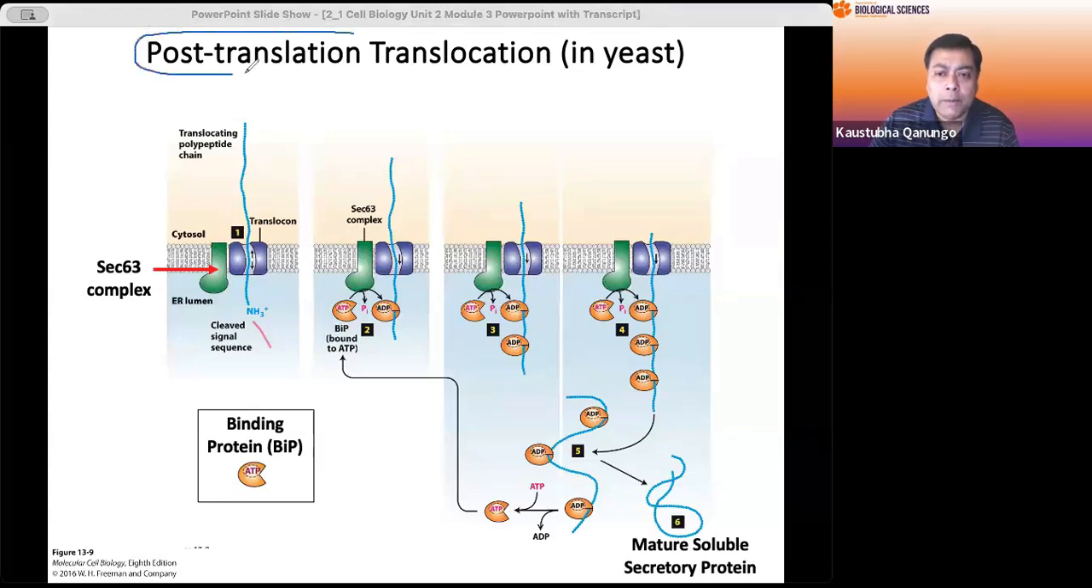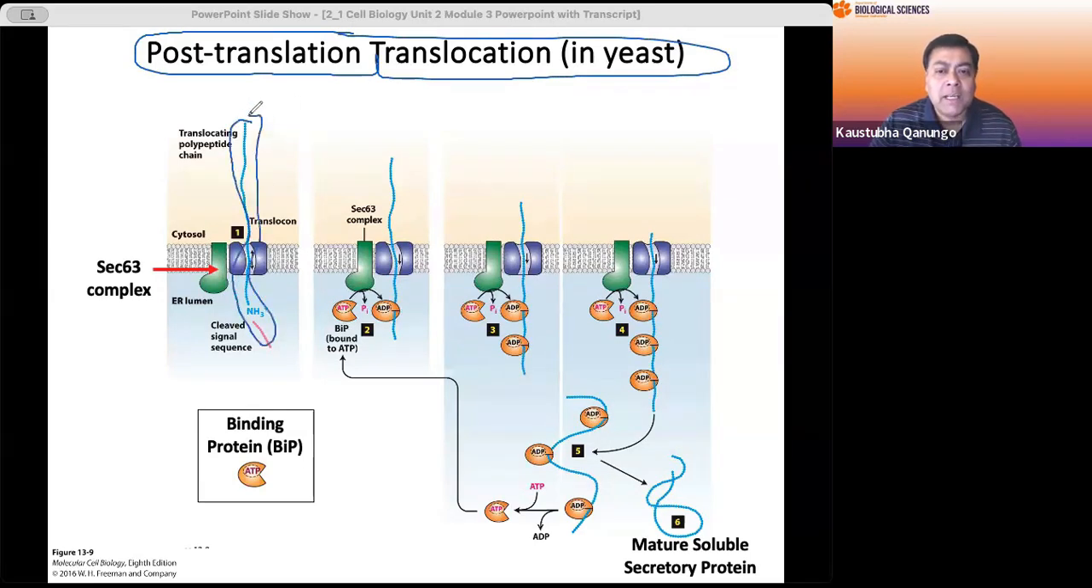We also see the post-translational translocation in the yeast, where that entire protein was synthesized in the cytosol, and then this signal sequence, this is a different type of translocon, Sec63. There is SRP involved, which is not shown in here, that binds to this and brings in only the protein, and then the Sec63 complex delivers these BIP proteins, which are like bead-like structures, onto the protein.